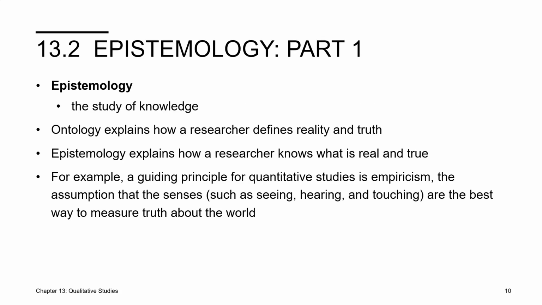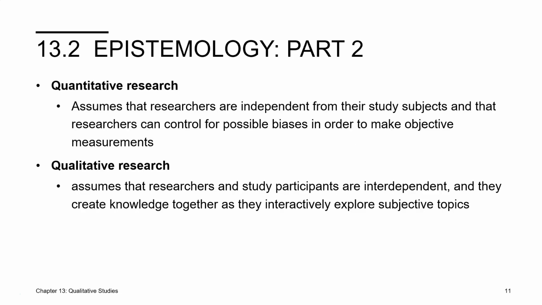So what is epistemology? It is the study of knowledge. Ontology explains how a researcher defines reality and truth. Epistemology explains how a researcher knows what is real and true. So for example, a guiding principle for quantitative studies is empiricism, the assumption that the senses, such as seeing, hearing, and touching, are the best way to measure truth about the world.